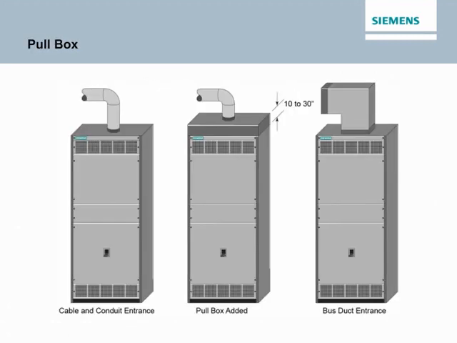Several options are available to bring power into the switchboard service section. For example, cable can be brought into the switchboard from the top or the bottom. Cable can be brought into the top of the switchboard through conduit. If the cable has a large diameter and more room is needed, a pole box, available in 10-inch to 30-inch heights, can be added. In addition, a bus duct entrance can be provided when a busway connection is needed.